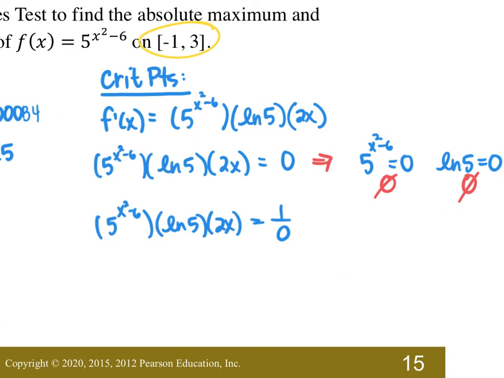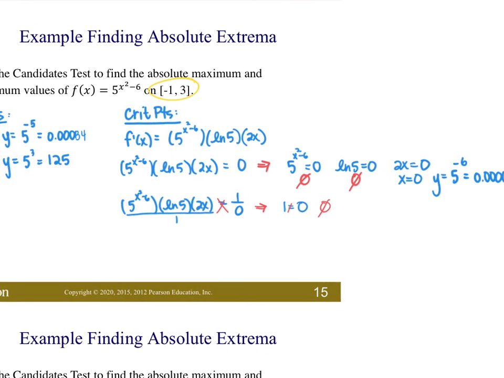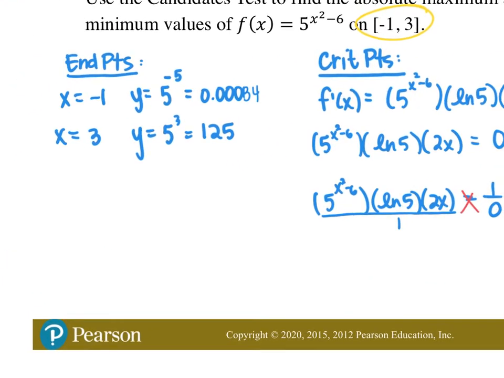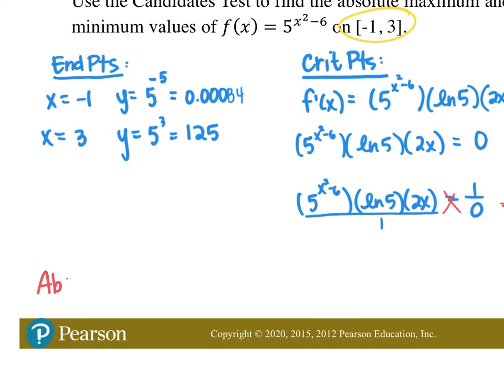All right, then I work on cross multiplying here, so I am going to put an over 1, and then when I do my cross multiplication, I will get 1 equals 0, which is not true, so there's no solution. All right, so now I check for the lowest of the low and the highest of the high. So my absolute max is clearly 3 and 125.